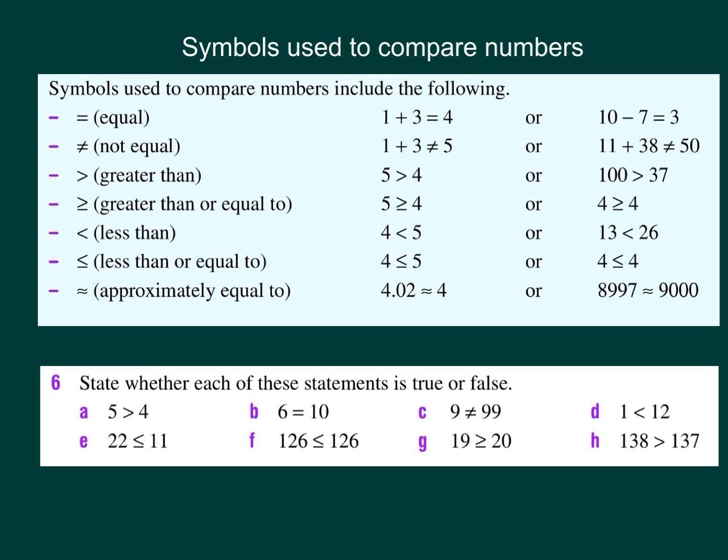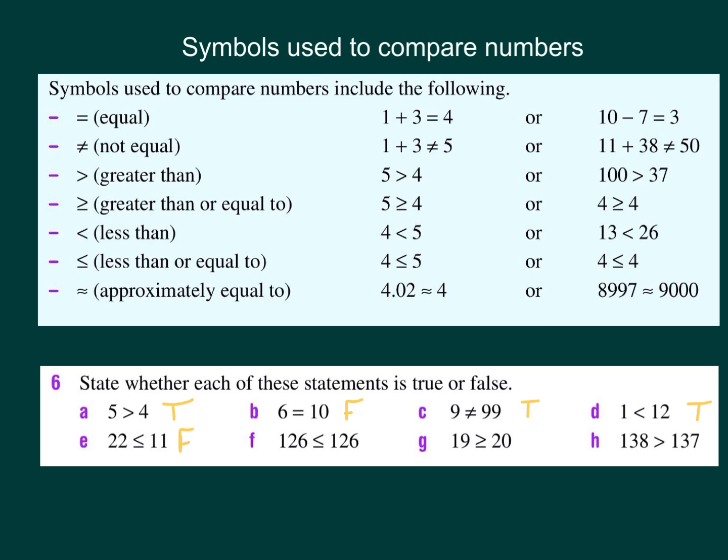I want you to have a go at question number 6. State whether each of these statements is either true or false. Give it a go. Alright, well, 5 is greater than 4. Is that true or false? That is absolutely true. 6 is equal to 10? Well, that has to be false. 9 is not equal to 99? Well, that's absolutely true. 1 is less than 12 for sure. 22 is less than or equal to 11? No, that is false. It's not less than 11.